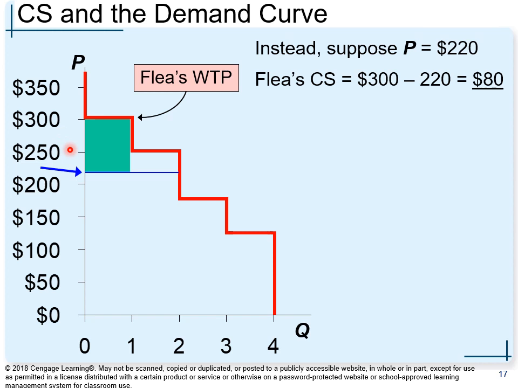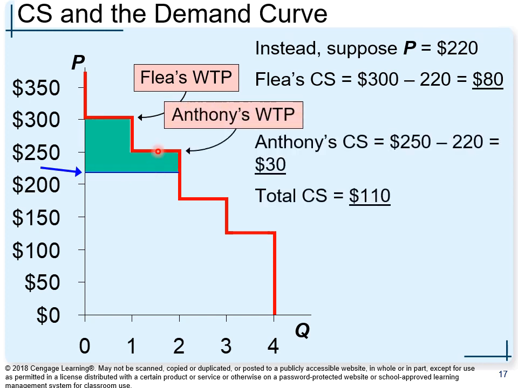But because the price dropped to 220, then what's going to happen? Now there's another person, Anthony, who's willing to pay more than the actual price of 220. Now he goes ahead and buys the good. Now there's going to be a consumer surplus for Anthony, $250.